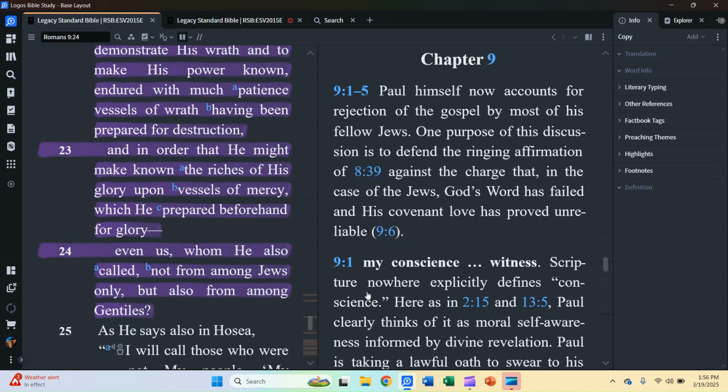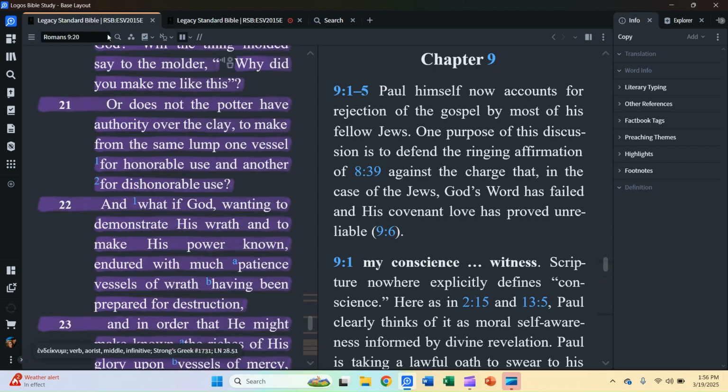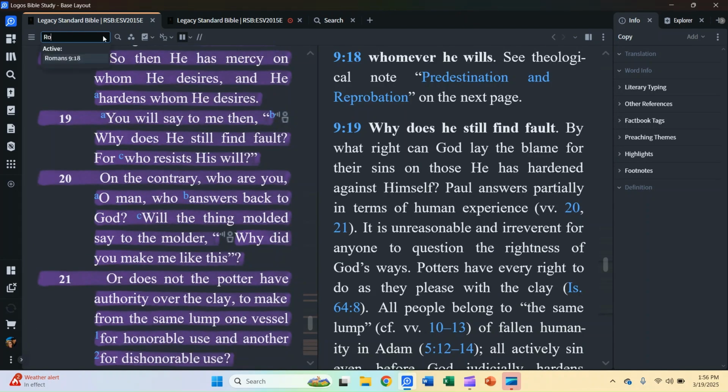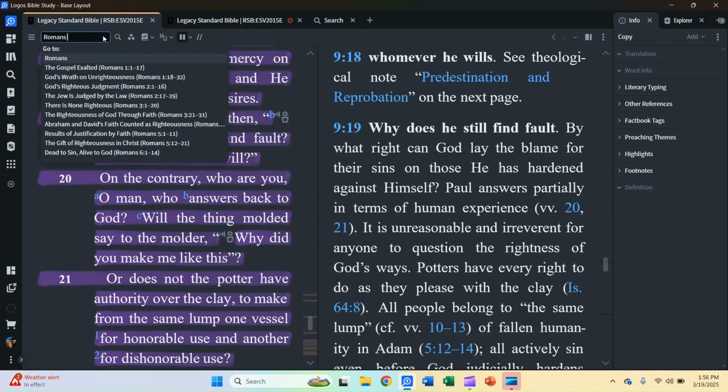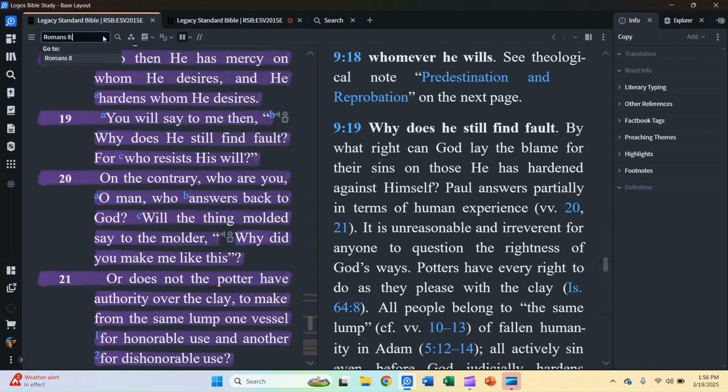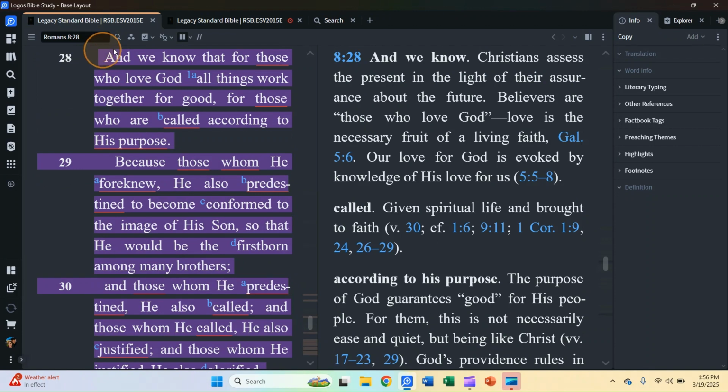The biblical sense matters. To foreknow does not mean that he knew who would choose him. It literally means those whom he befriended beforehand, those who love God, because those whom he foreknew, he also predestined to be conformed to the image of his Son.